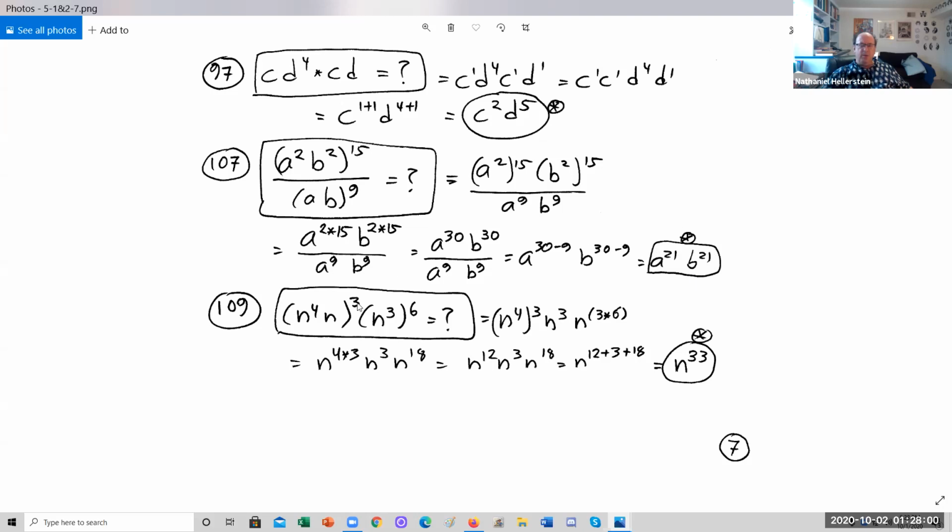N to the 4th, n cubed, to the 6th, all cubed, is what? All right. Okay, here I'll distribute 3 over these powers. The power 3 over these factors. N to the 4th cubed times n cubed. Here we multiply the powers, n to the 3 times 6. And we'll multiply these, n to the 4 times 3 times n to the 3rd times n to the 18th. This is a 12. N to the 12, n to the 3, n to the 18th. We add those powers, 12 plus 3 plus 18 is 33. And the result, n to the power 33.